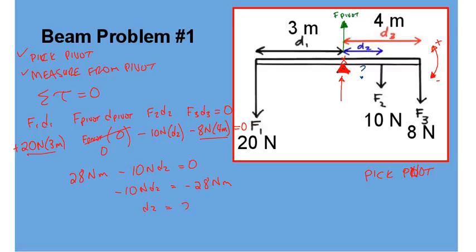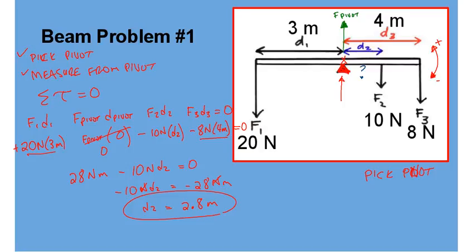28 divided by 10 would be 2.8. And Newton meters divided by Newton, the newtons are going to cancel out. And I'll just have 2.8 meters. The distance from the pivot point to where D2 needs to sit to make this thing balance would be 2.8 meters. That's a beam problem. Okay, right here, I'm done.